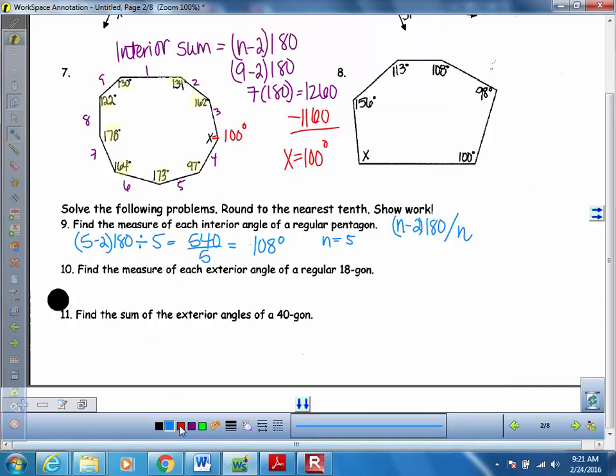Now, number 10 asks us to find the measure of each exterior angle of a regular 18-gon. So each exterior, the formula for that, and you'll have to remember this, is 360 divided by n. So I know here my n is 18, so I would do 360 divided by 18. When you divide 360 by 18, each exterior measure would be 20 degrees.